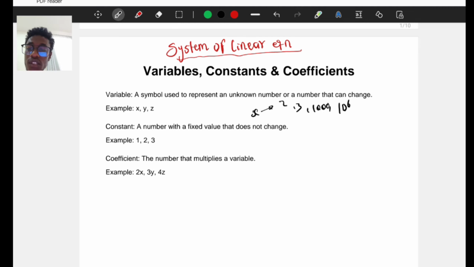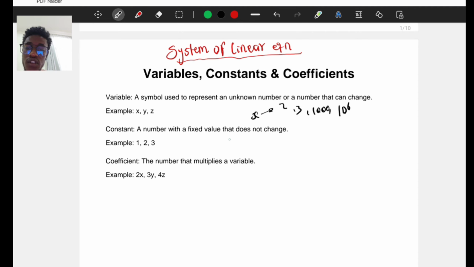The other one is constant. A constant is a number that represents a fixed value. For example, 3 represents only 3, a fixed value or 3 units. It doesn't represent anything else. Coefficient. What is a coefficient? A coefficient is a number that multiplies a variable.